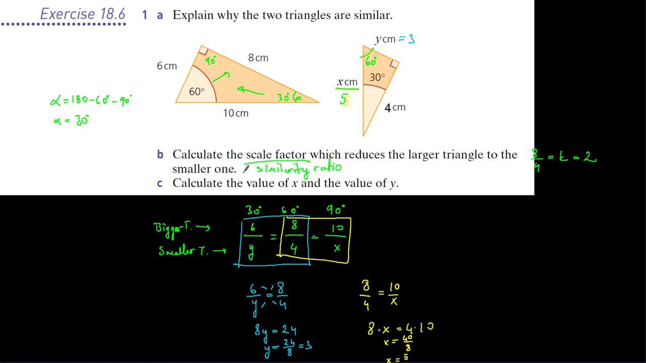Okay, the second one, calculate the value of x and y. I actually calculated x and y directly when I understood that the triangles are similar. So we have already finished the solution. Now let's continue with the last question. Here there are two similar figures.